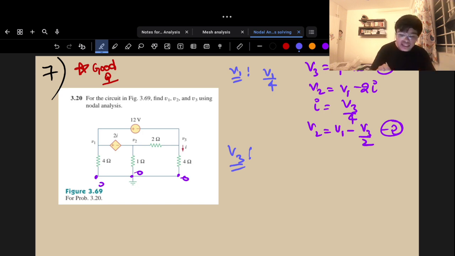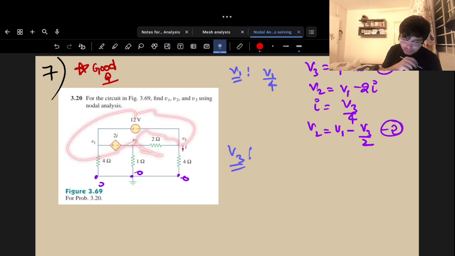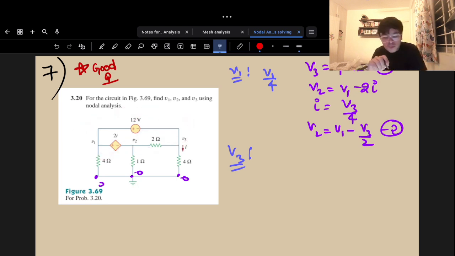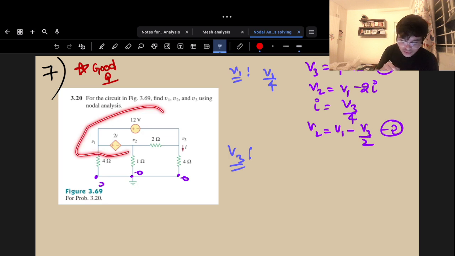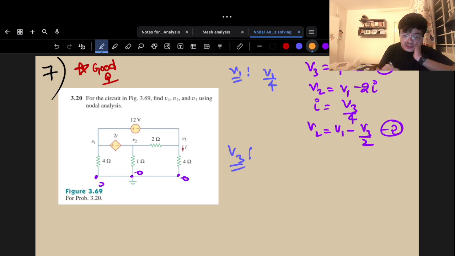Why I have taken V3 here exactly is because I don't have to deal with two dependent sources at once, two supernodes at once. How is that? If I consider this as one particular supernode, you have to consider this entire thing as a supernode. Okay, no problem. In the end, it's just algebra, so you don't need to make it much complicated. So what you can do is consider this entire thing as a supernode.